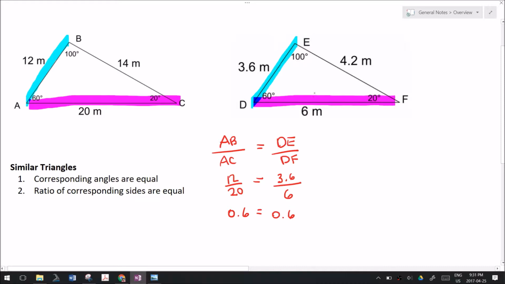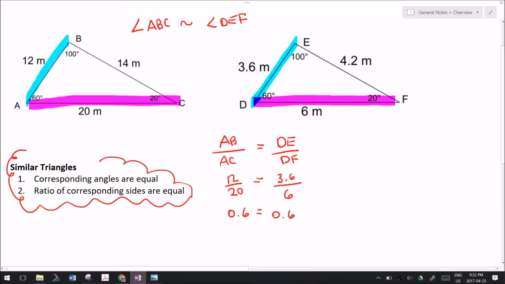When we start using similar triangles, if I tell you two triangles are similar, we can use these properties to help figure out the length of missing sides. If I were to write the notation for this, I would say that triangle ABC is similar to triangle DEF. This little curly symbol in the middle tells me that they're similar triangles. If you don't see that, the triangles are not similar. So you need to look for that symbol to determine if the triangles are similar before you use these two important properties.